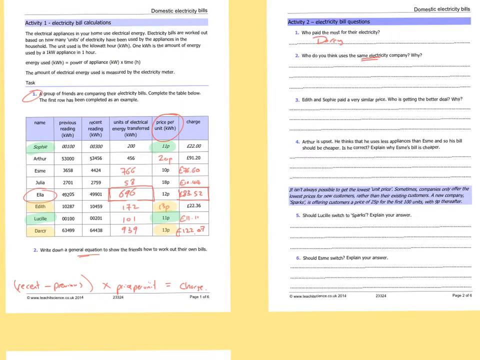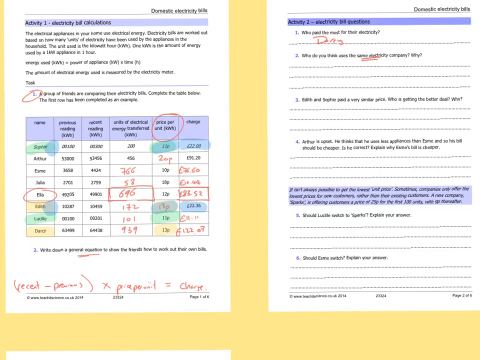On to question 3. Edith and Sophie have paid similar prices. Who's getting the better deal? Well, Sophie is only paying 11 pence per unit, but Edith is paying 13 pence per unit, so Sophie is getting the better deal.